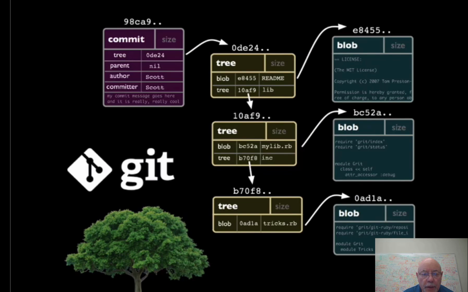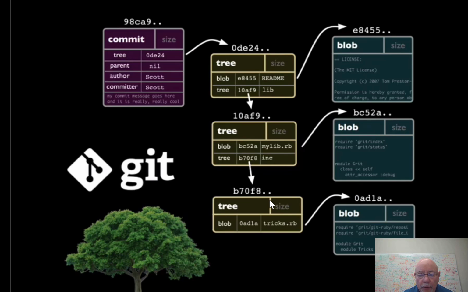So on the left here we see a commit that points to some tree objects, and the tree objects are like directories that then point to the files, and in Git the files are called blobs. And we're going to look at where these things are stored. They're stored in the .git objects directory, and you'll see that the files are known by their hashes, which are these numbers here, the beginning of these numbers, the BC52A, etc.